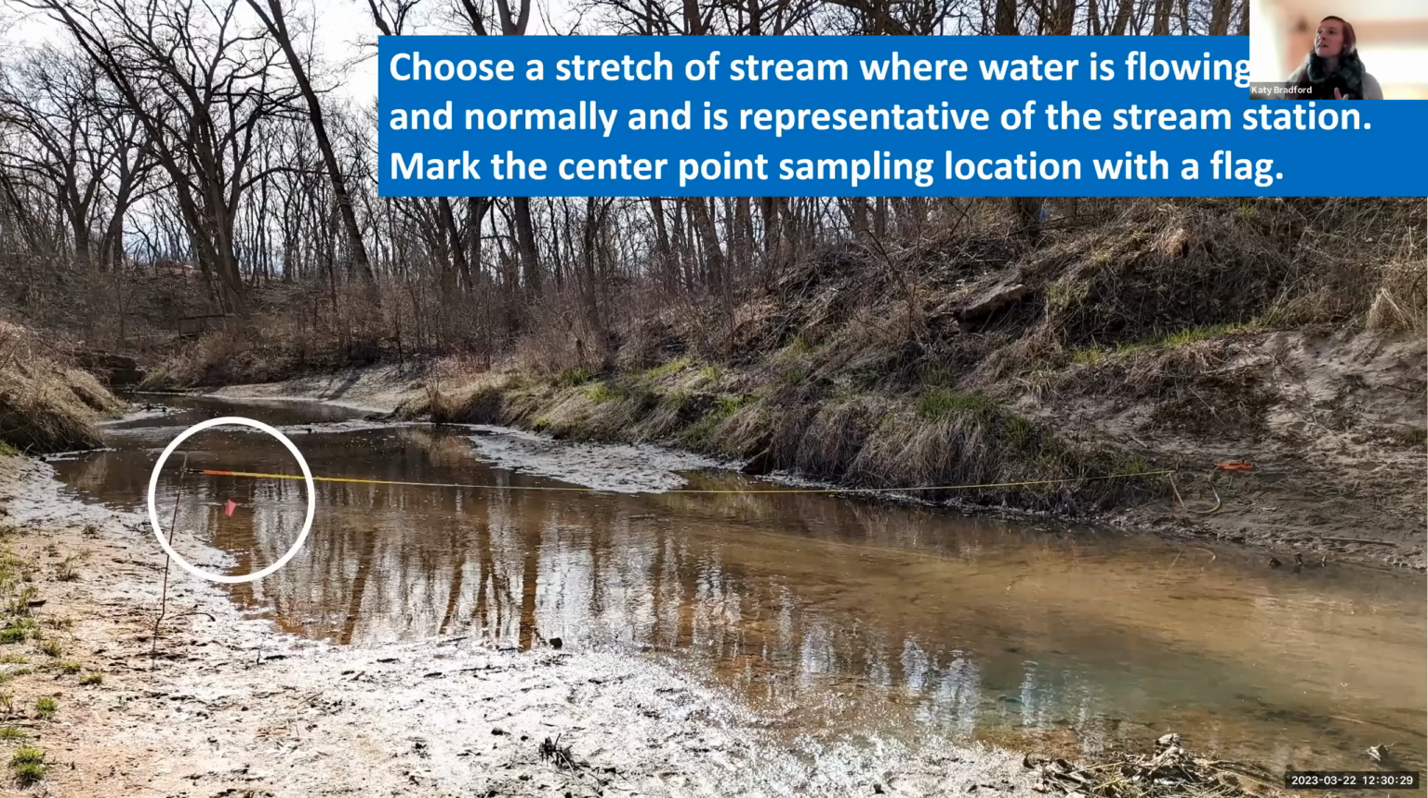So we have them choose their section of stream we'll be monitoring. We have them choose a straight section of stream, so no meandering, no pooling, where water is flowing normally. And that's where we're going to mark it with the flag where we're going to do our measurement.